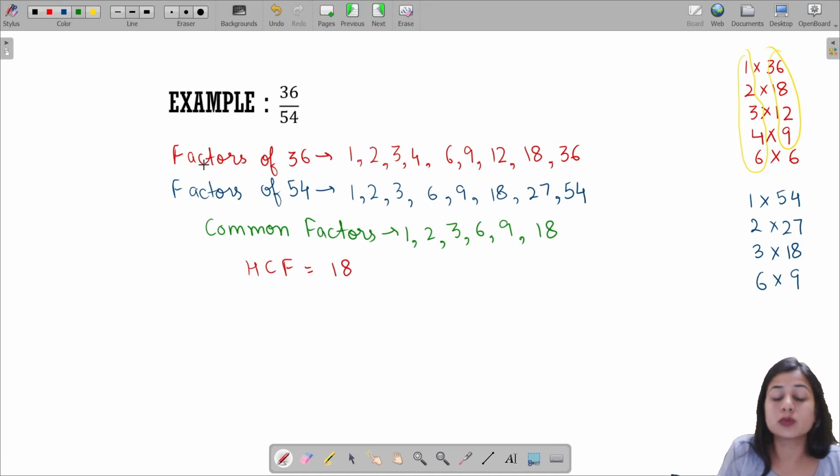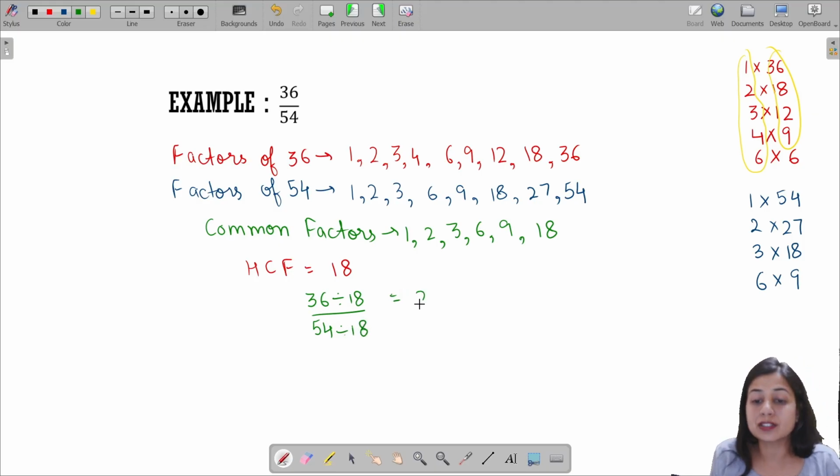So last step is we are going to divide 36 with 18, numerator, and then the denominator 54 also with 18, giving us the lowest form of the fraction as 2 over 3. I hope everyone is clear about it.